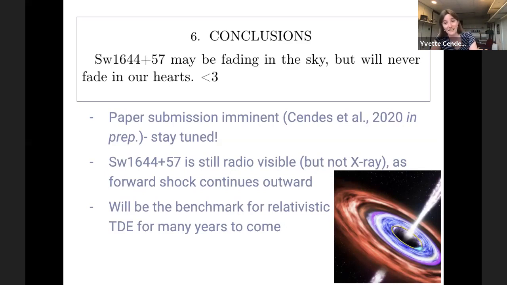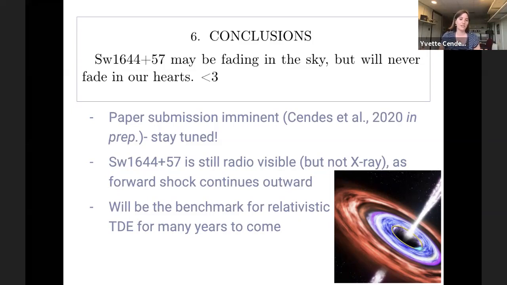that the subject is fading in the sky, but will never fade in our hearts, because it really is just such a seminal TDE that's been very well studied because of its jet and its environment. It was so bright at so many frequencies. It is incredibly still radio visible almost a decade later, but it is no longer visible in X-ray.